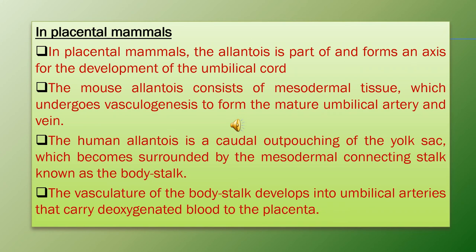In placental mammals, the allantois is part of, and exists for, the development of the umbilical cord. The mouse allantois consists of mesodermal tissue, which undergoes vasculogenesis to form the mature umbilical artery and vein. The human allantois is a caudal outpouching of the yolk sac, which becomes surrounded by the mesodermal connecting stalk, known as the body stalk. The vasculature of the body stalk develops into umbilical arteries that carry deoxygenated blood to the placenta.